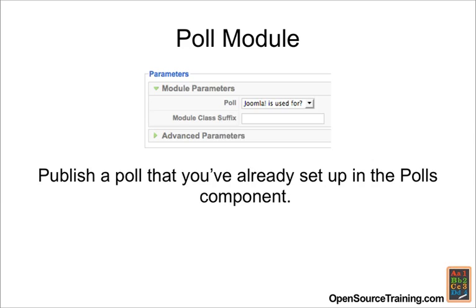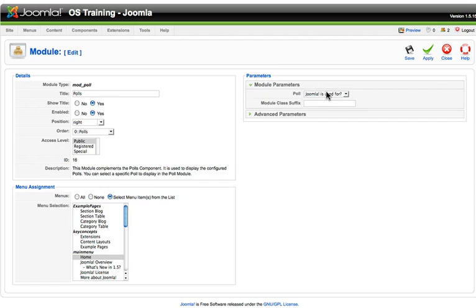The Poll module is used to place a poll that we've already set up in the components. Again, that can be put in any position that you want. Select the poll that you're going to use, and again, we don't usually set caching separately from any global parameters. What page will it show up on? You set the amount of time between responses to the poll in the component.